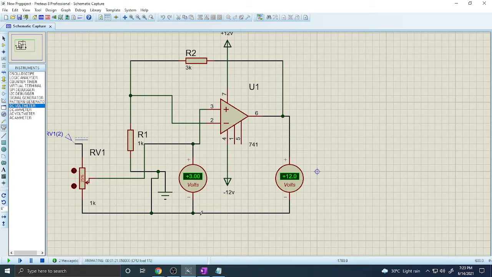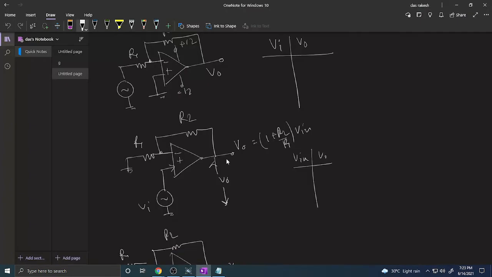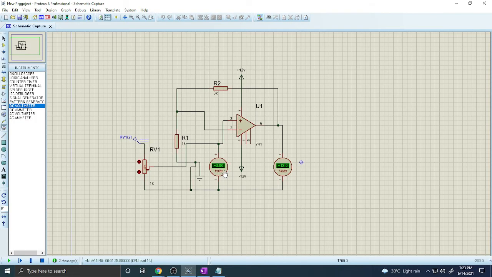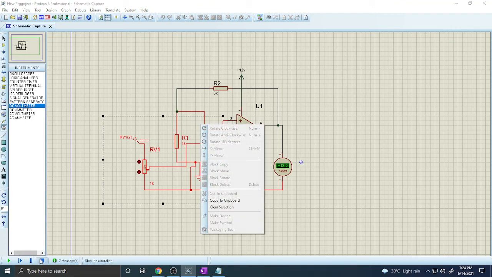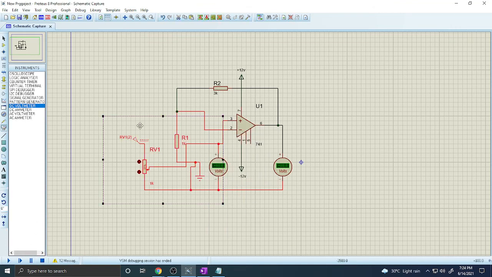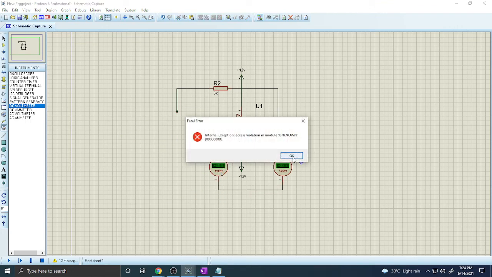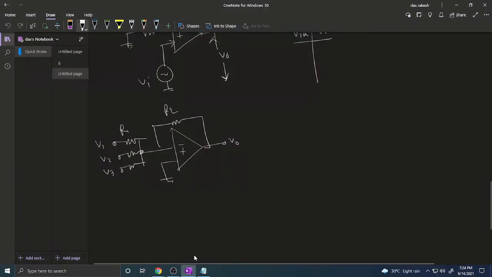Okay, now we implement the error circuit. For the error circuit, this is our error circuit. 3 resistors are connected at the input. Now for the error circuit, what we can do? So first of all, we delete all the components here. Stop the simulation first, and then delete this component, and we draw this circuit again. So there is a problem in a simulation.